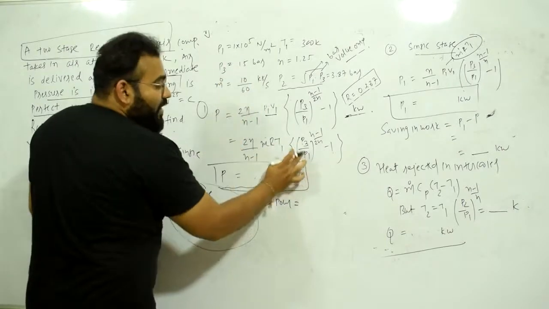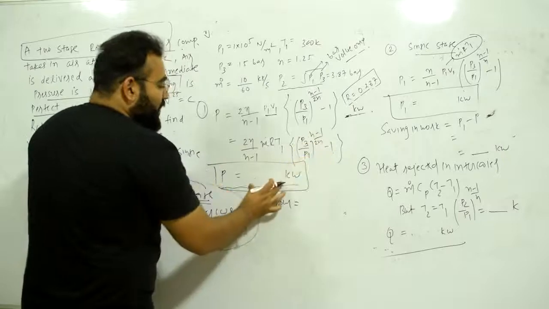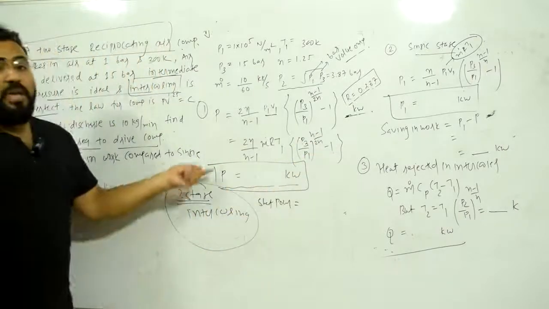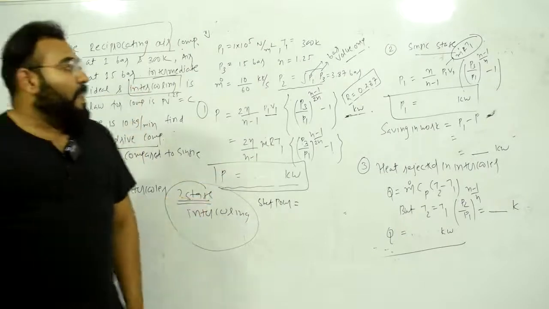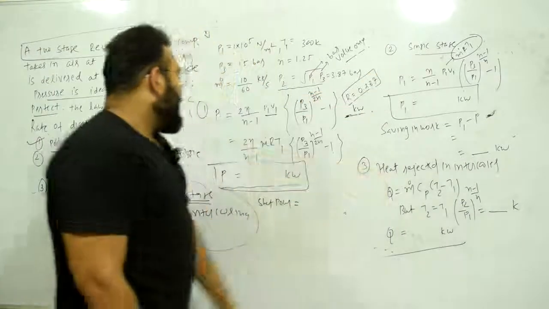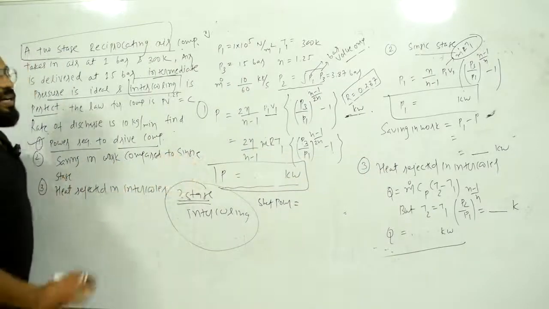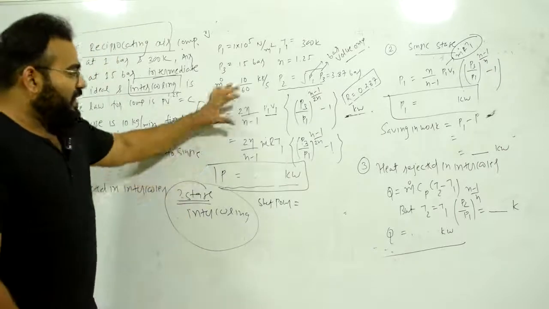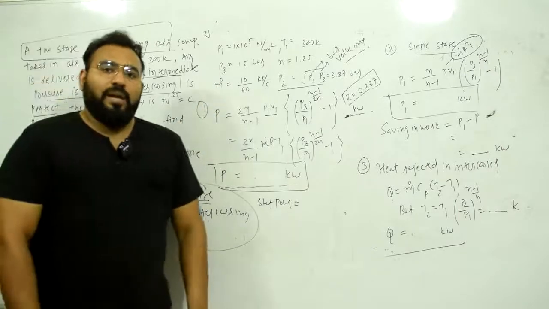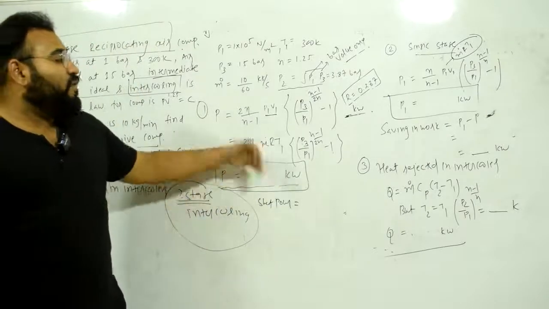P1 is 1 bar, n is equal to 1.25, so put that over here and your answer will be in kilowatt. Give me your answer in the comment section for two stage. Now let us find out the second thing: saving in work compared to single stage. What he is trying to say is that for the two stage this much power is required. Now how much saving can you make compared to single stage if you do it in two stages?